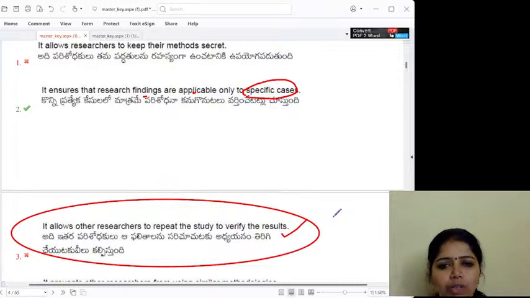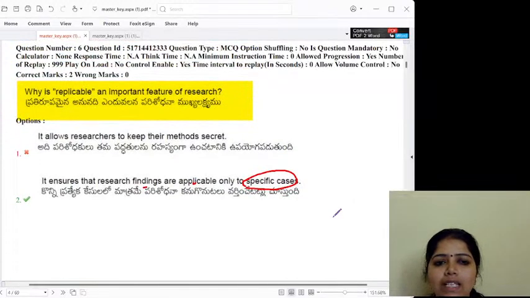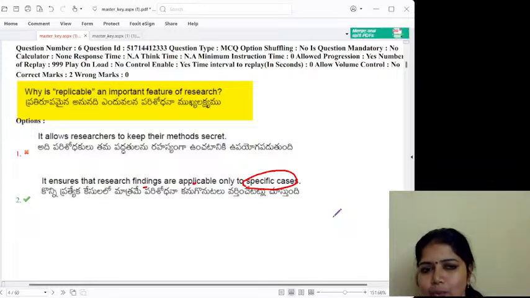right? So here also I have a doubt with this question in research. Why is replicable an important feature of research? This question I have a doubt. Okay, yes.